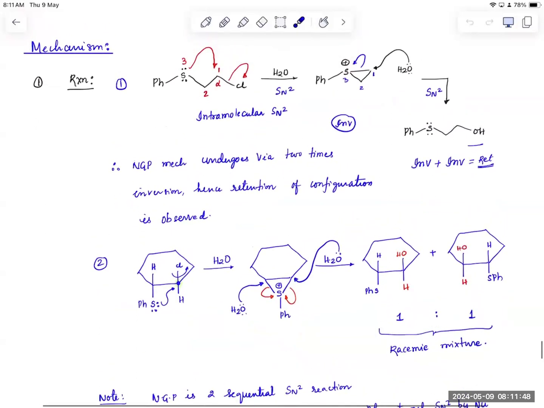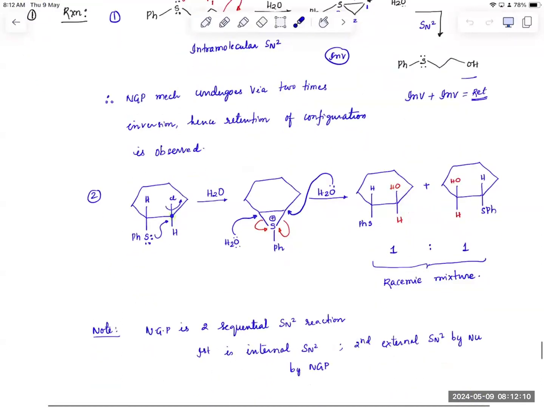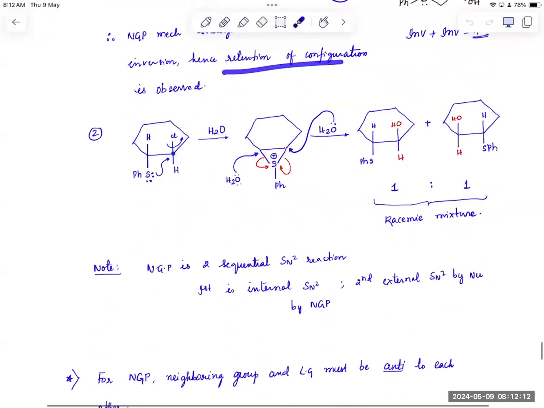We can notice that there is an inversion because the first time there is an SN2 reaction happening at this place. The second time, again an SN2 happens at the same position, this time with the other nucleophile. Again, one more inversion happens. So inversion plus inversion will always become retention. So it is back to retention here. So retention can happen in this case.